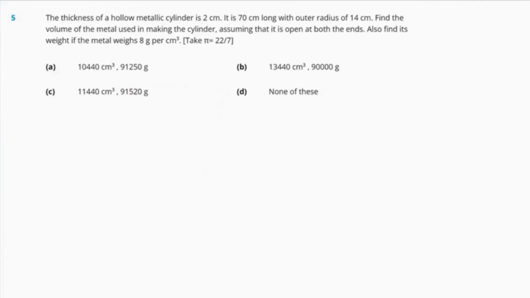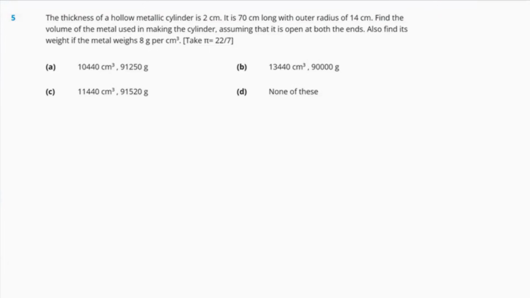Now the next question says the thickness of a hollow metallic cylinder is 2 centimeter and it is 70 centimeter long with the outer radius of 14 centimeter. Find the volume of the metal used in making the cylinder, assuming that it is open at both the ends, and also find its weight, if the weight of 8 gram per centimeter cube is given to us.